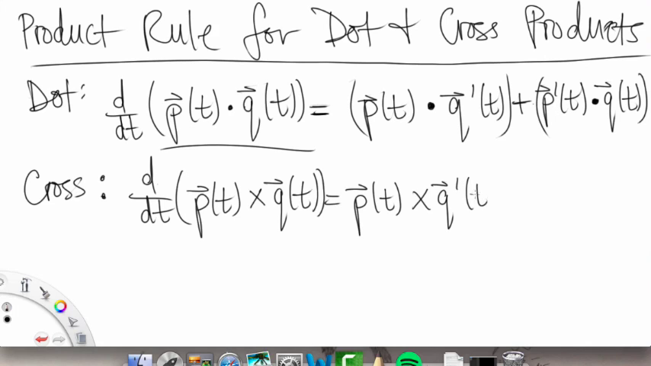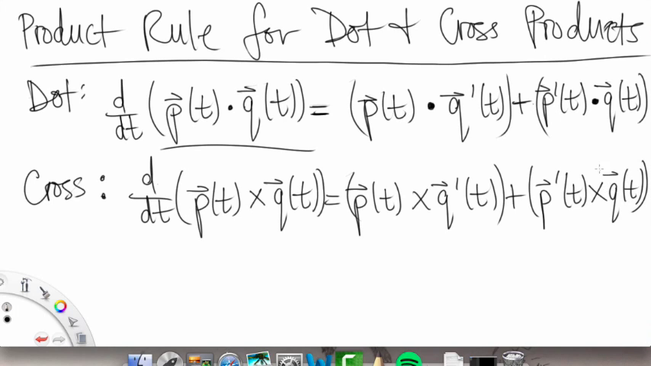Okay, so there's our first grouping, and then we have the same thing replicated here, just flipped around. Again, the cross product in the middle there, that's our multiplication operation that we're going to do. Okay, so that basically lays out the product rule for our dot and cross products.